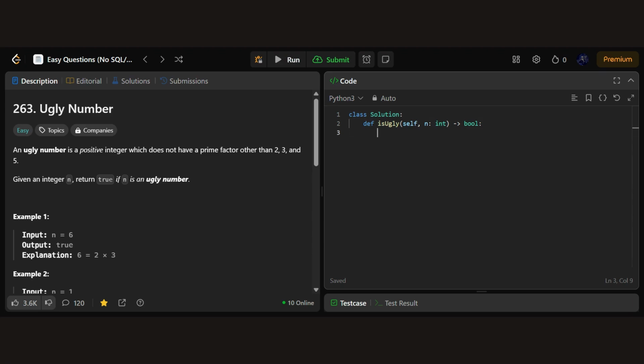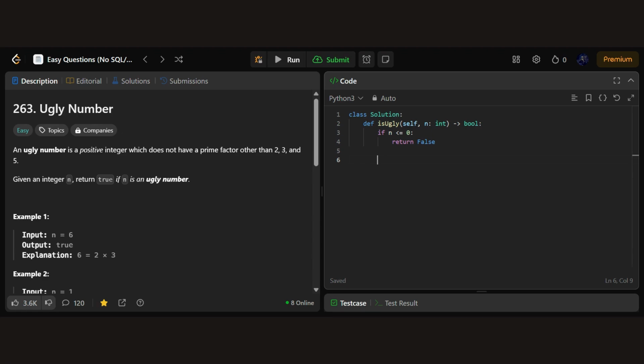So we want to meet the first condition, and we're told that an ugly number is a positive integer. So this is a clue that we need to write a base case. So all we're going to say is if n is less than or equal to 0, well then we're just going to return false. And that would be that.